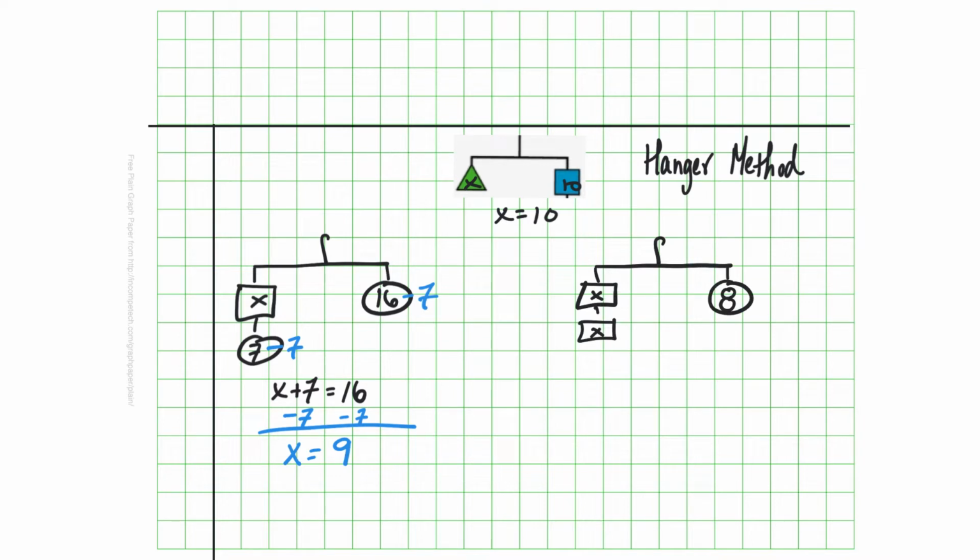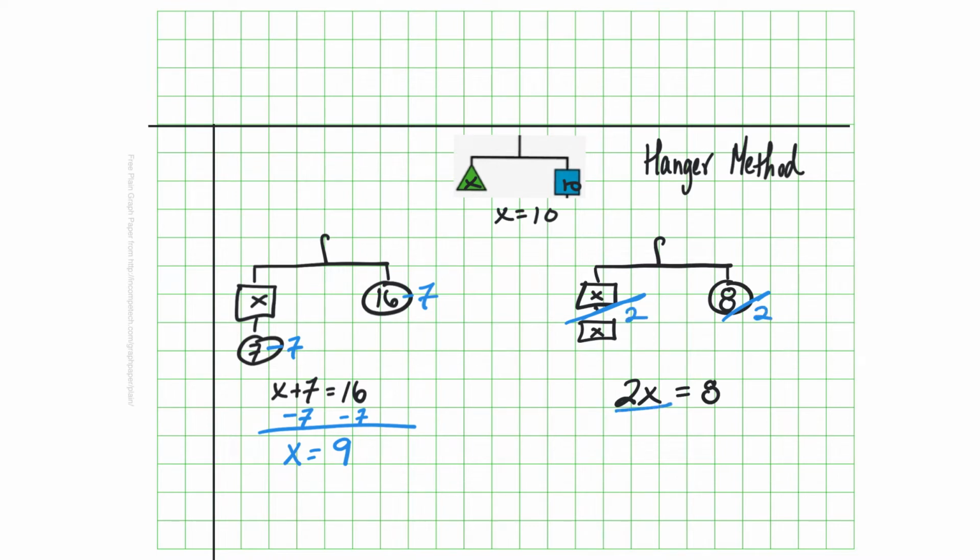This time I see that I have 2 x's balanced with an 8, and I'm going to go ahead and use my coefficient of 2 because I have 2 of them. 2 x's is balanced with 8. And if I want to figure out what 1x is worth, right, I'm going to have to divide these into 2 groups, right? So I have 1x on one group and 1x on the other, and I'll have to do the same thing here and divide this into 2 groups. So what we're actually doing is dividing this into 2 sections.